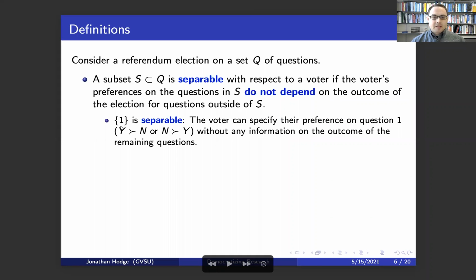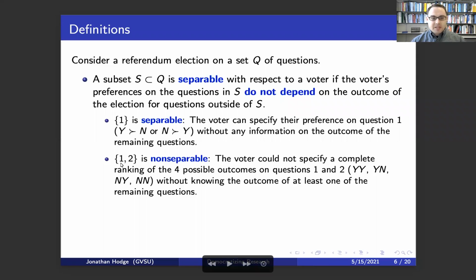So for example, if we say that the singleton just containing the first question is separable, what that means is that the voter can specify their preferences on that first question, either yes is better than no or no is better than yes, without having any information on the outcome of the remaining questions. If we say that the set containing questions 1 and 2 is non-separable, what this means is that the voter could not specify a complete ranking of the 4 possible outcomes on these questions, so yes-yes, yes-no, no-yes, or no-no, without having at least some information on the outcome of other questions in the election.